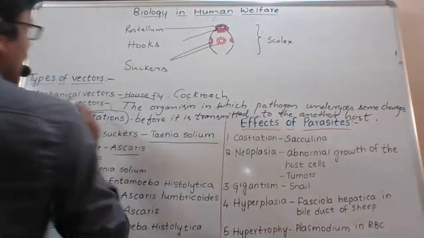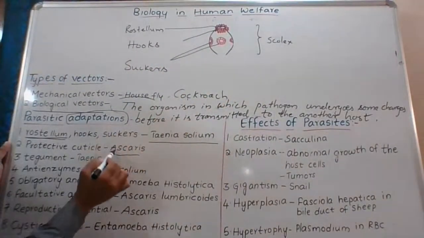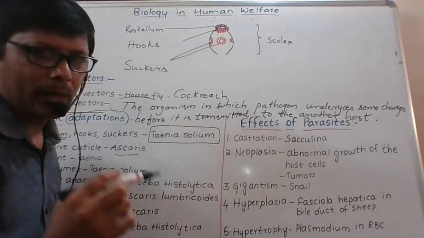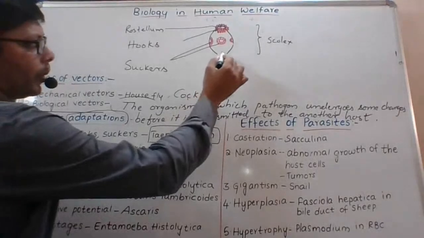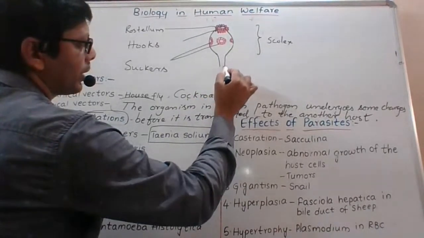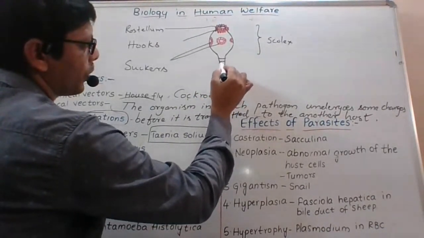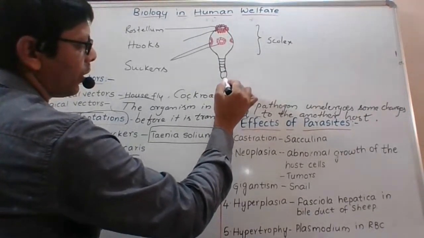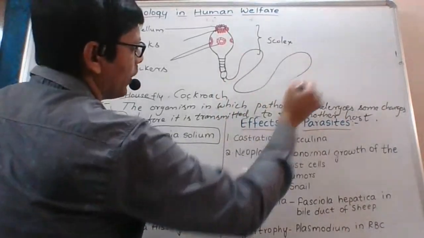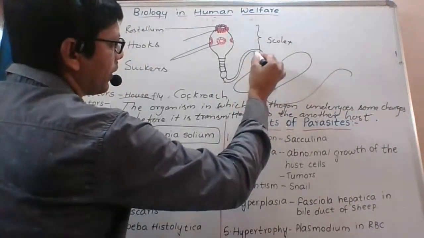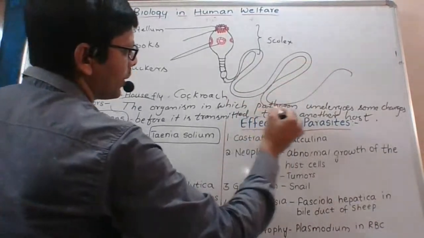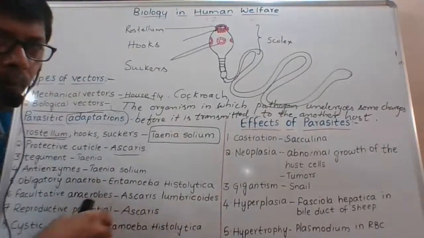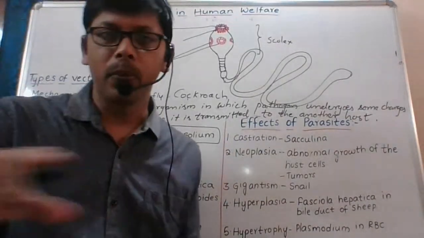Which organism has all these structures? Taenia solium, the tapeworm. This is the neck-like structure, from where newly forming proglottids arise. New segments are formed from here. All these are segments in the body. There are many segments in the body. It is a tapeworm, a flatworm, so tapeworm.